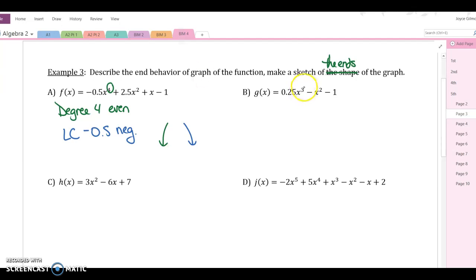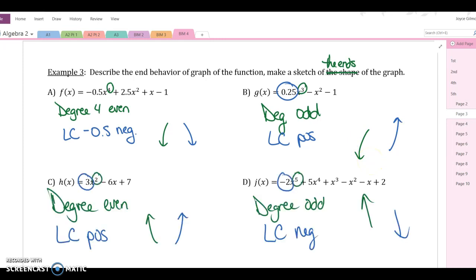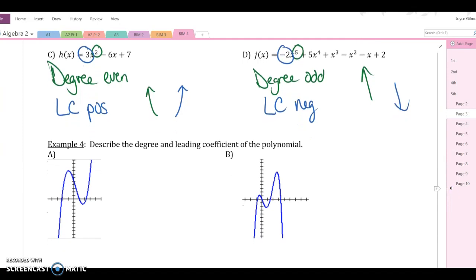On the next one, the degree is 3. Is 3 an odd or an even number? Odd. So that means the two ends are going to point in opposite directions, one up, one down. What's the leading coefficient on this one? Positive 0.25. Since the leading coefficient is positive, the right side will go up. Because the degree is odd, the left side will go the opposite direction. Odd, opposite. Okay, the leading coefficient always affects the right side.